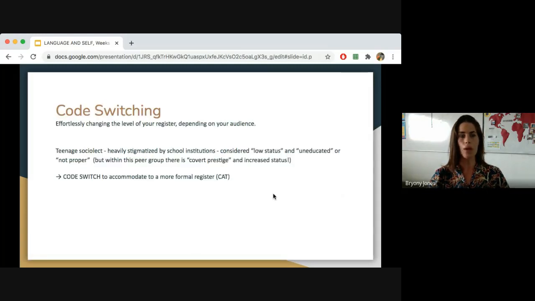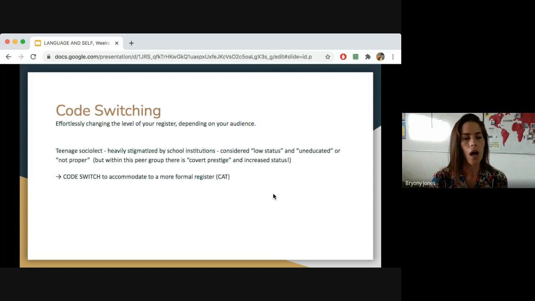Okay, so here's an important concept, code switching. Code switching means when you effortlessly switch the level of your register, depending on your audience. So that's like you're in the lunch hall or in the canteen and you're hanging out with your friends and you're speaking as you would using your sociolect that's appropriate for your community, which builds belonging and inclusion. And then Miss Bri comes up and wants to say something. And then maybe the conversation that you have with me switches to a slightly more formal register, one that would include me, right? So that I would understand what you're saying. So you're constantly switching, code switching, okay?